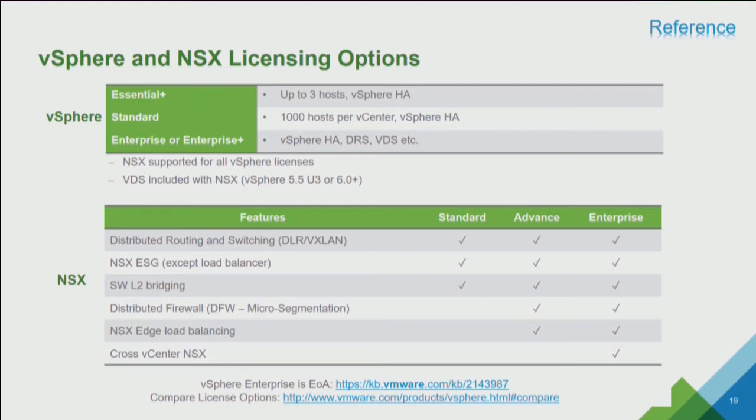And for NSX, you can look at the different licensing schemes. This is just a reference slide for you. We have standard, advanced, and enterprise licenses. In the standard, you have basically routing and switching. In the advanced is microsegmentation and security, and then enterprise will give you cross VC. The list is long; this is just a snippet of it. So I would encourage you to take a look at the URL at the bottom.